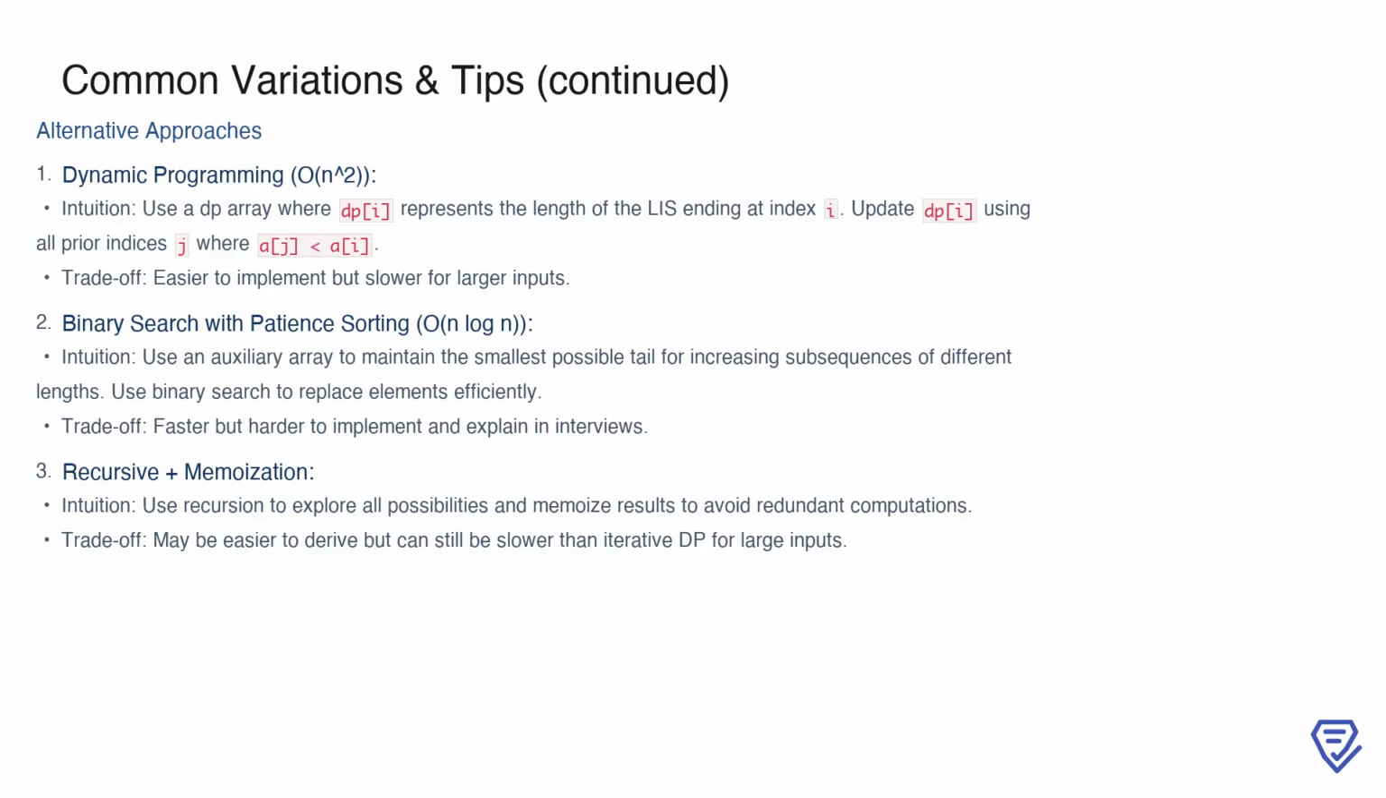Another option is to use recursion with memoization. This approach explores all possibilities recursively while caching previously computed results to avoid redundant calculations. It's often easier to derive but may still be slower compared to iterative dynamic programming for larger inputs. Each method has its strengths, and the choice depends on the specific constraints and context of the problem.